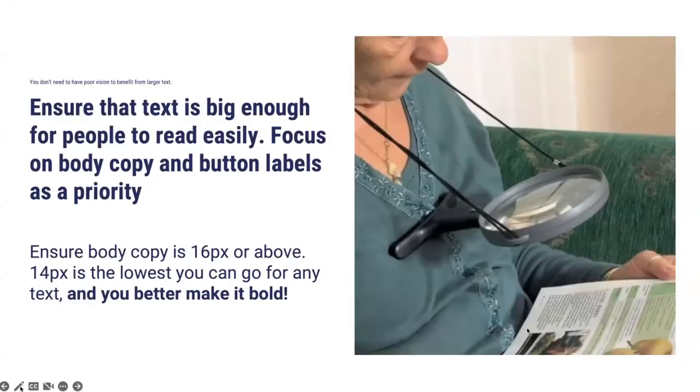Some of the easy ones are ones that I've mentioned before: making sure the size and color of your text are to the right degree. So making sure that things on your website don't go below 16 pixels, and if they do, that they're bold. 14 is usually the lowest that I'll go on a desktop, but it has to be bold, and that's what meets the WCAG criteria. Things like making sure that there's alt text on images.